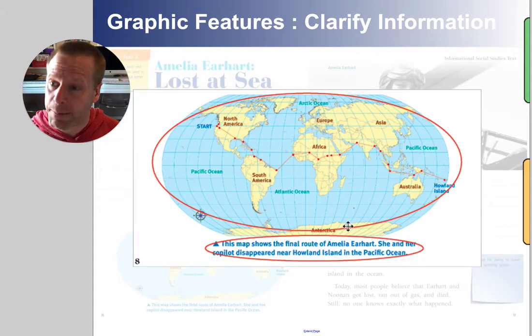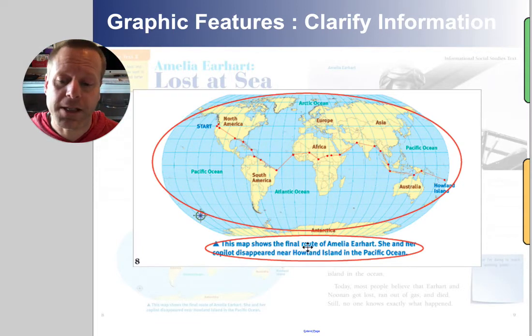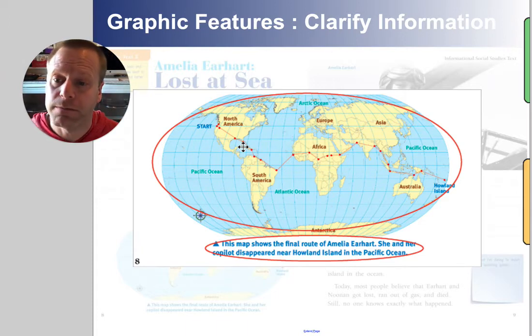So this is a map and a caption that goes with the map. It's not only going to show you where she started and where her mysterious ending took place, but it'll also tell you exactly what's going on in the map and why they put it in there. This map shows the final route of Amelia Earhart. So this is the last time she ever flew. She and her co-pilot disappeared near Howland Island in the Pacific Ocean. So they had gone a long way. They had almost made their goal to get around the world when they disappeared.